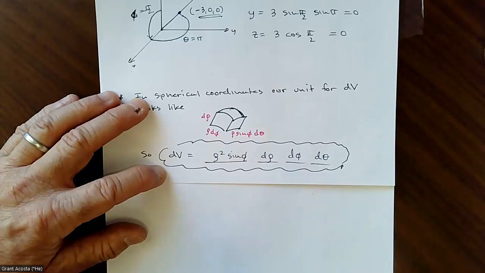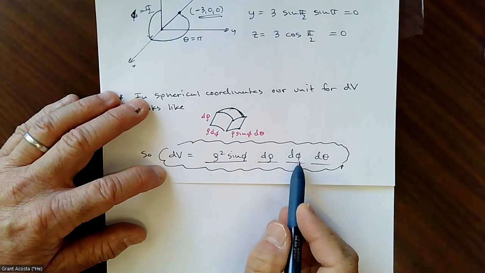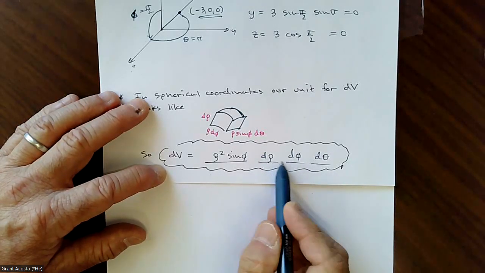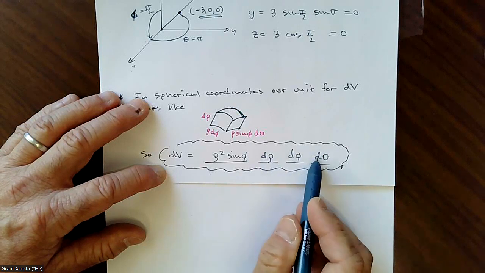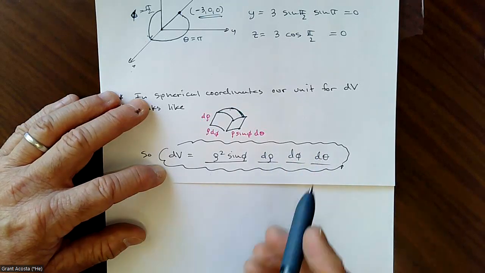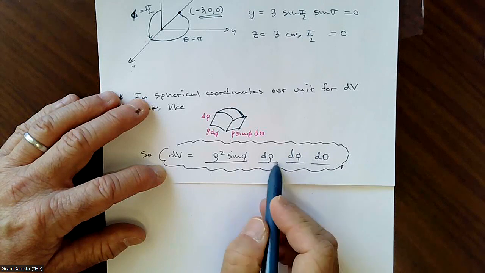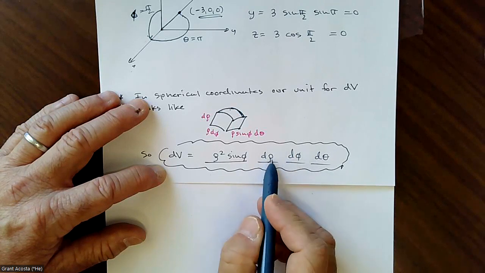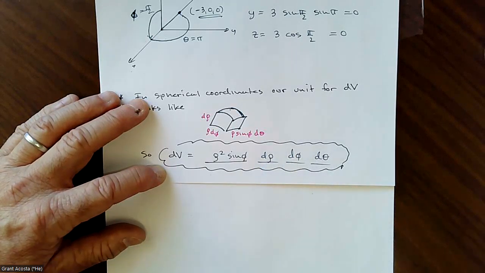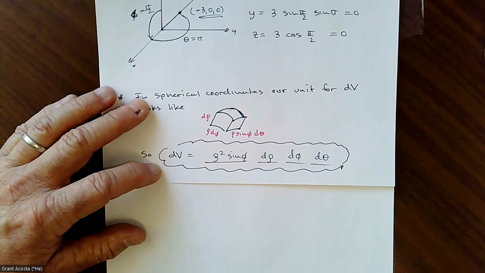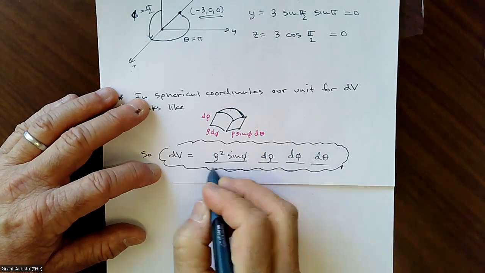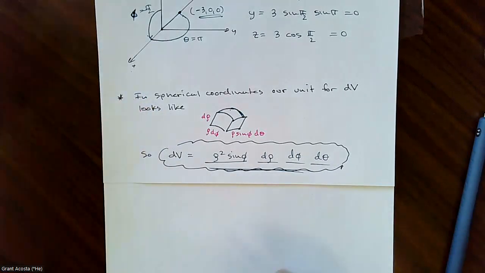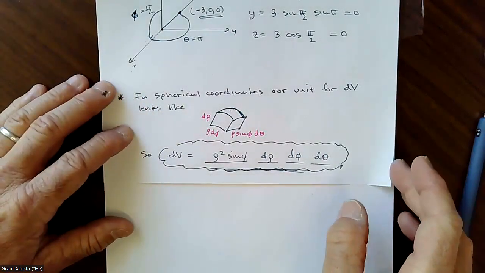And kind of like in polar, things get more complicated if you don't do it in this order. If you switched around the theta and the phi, you maybe have to think about it a little differently. Definitely if you switch the angles and don't do rho first, it's going to get more complicated. So usually this would be our default unit for dv. Okay, so let's do a problem.